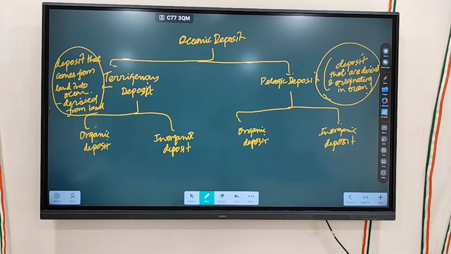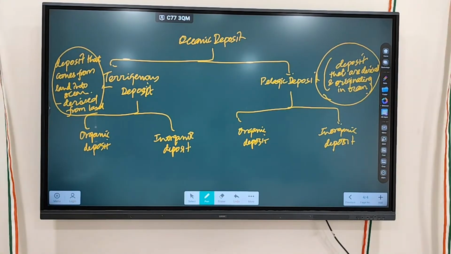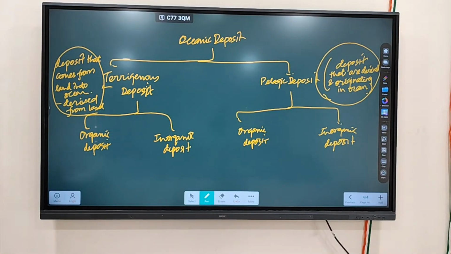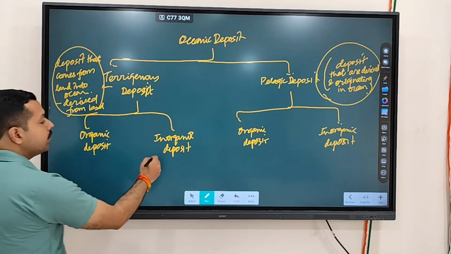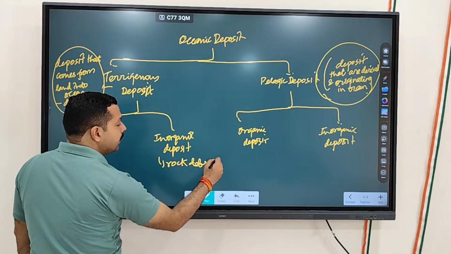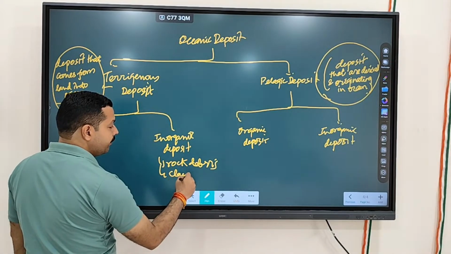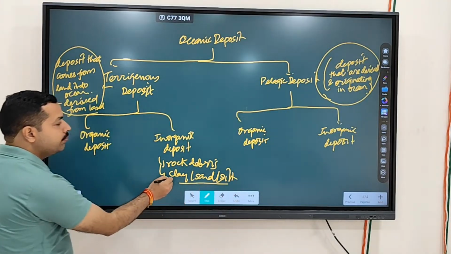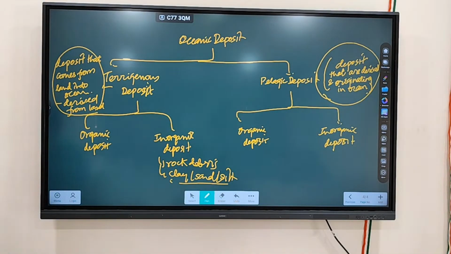Clear? Terragenous deposit can be further classified into organic deposits and inorganic deposits. For example, rivers can bring rock debris, clay, sand, silt. All these are examples of inorganic deposit. The rock debris, the clay, the sand, the silt, etc. that is being brought is called an inorganic deposit.